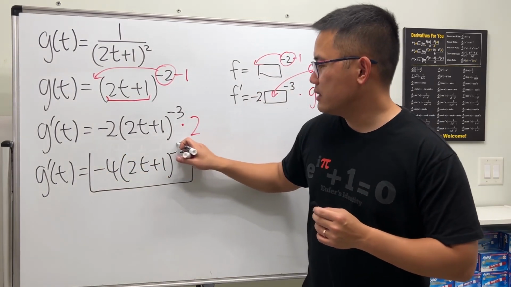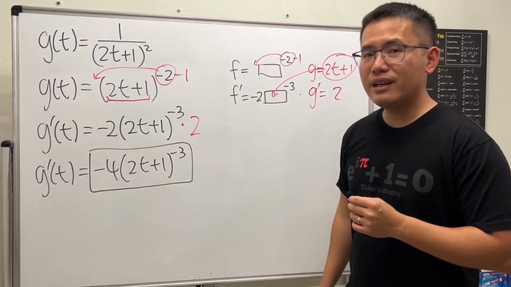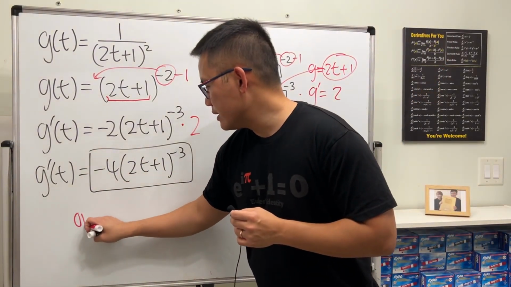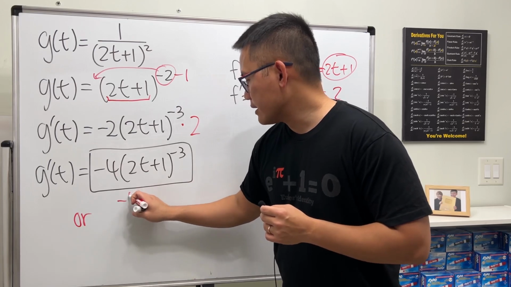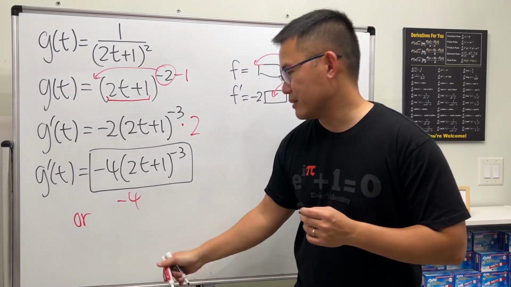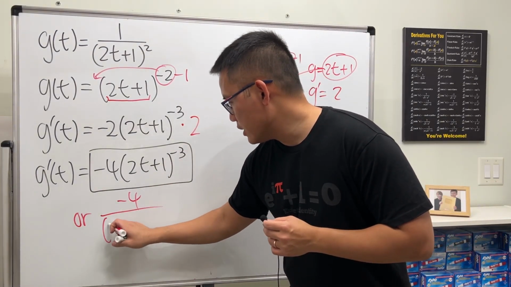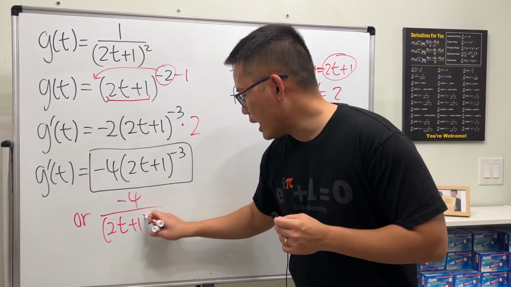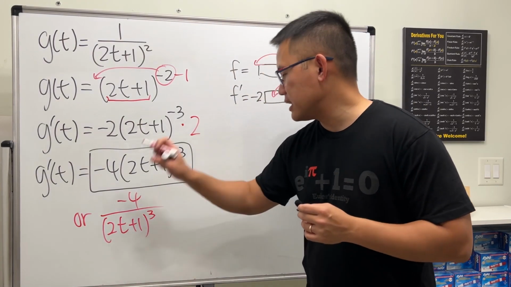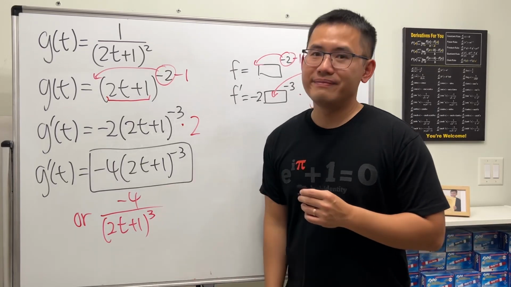If you leave this on my test, that's okay. Or you can also write this down as negative 4 on the top and bring this down to the bottom. So that's right here as (2t + 1) raised to the positive 3rd power, one way or the other. That's it.